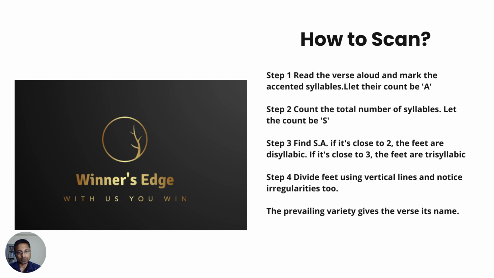Then actually divide the feet using vertical lines to show their demarcation. Notice irregularities, and the prevailing variety is given, giving the verse its name. So if a lot of feet are in pentameter, that is the number of feet, and the type is iamb, we'll call it iambic pentameter.